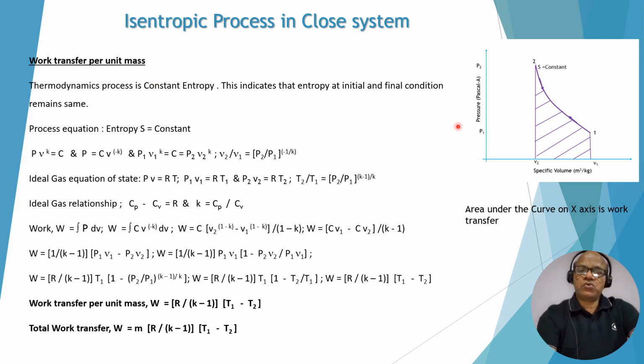So work transfer is equal to energy transfer as per the first law of thermodynamics. For the isentropic process in the closed system, on the PV diagram, the area under the curve on the x-axis is the work transfer, which can be derived as below.